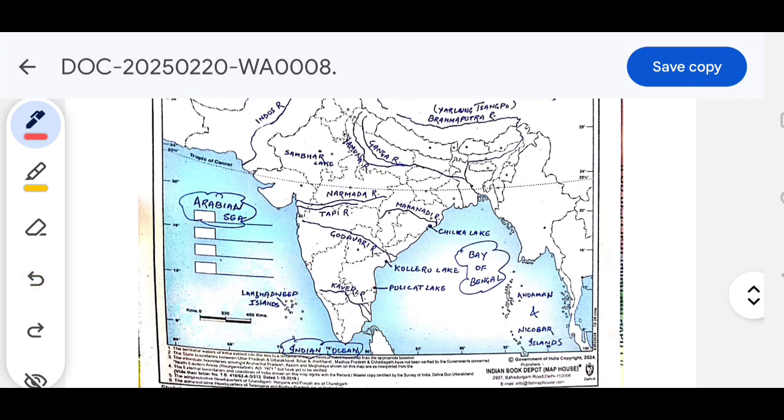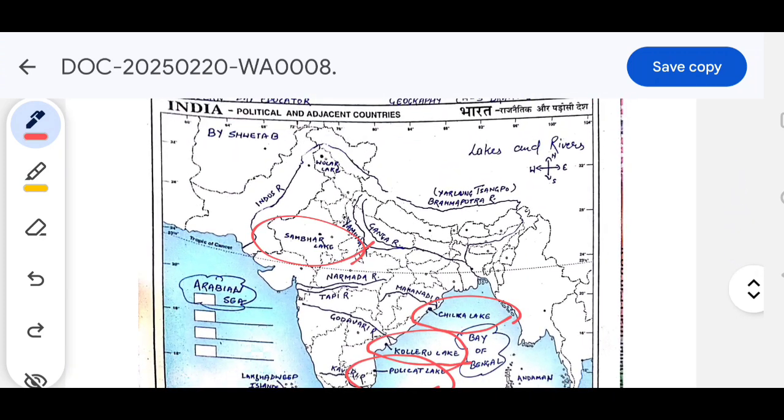Now we come to the lakes. Okay, so the first important lake here we can see is the Pulikat lake. Then we have Koleru Lake. Then we have Chilika Lake. Now these are all brackish water lakes. Brackish water means salty water lake. One more salty water lake is Sambar Lake in Rajasthan. Now the freshwater lake in India is Wular Lake. That you have to remember. So this way we have completed the drainage chapter's map as well.